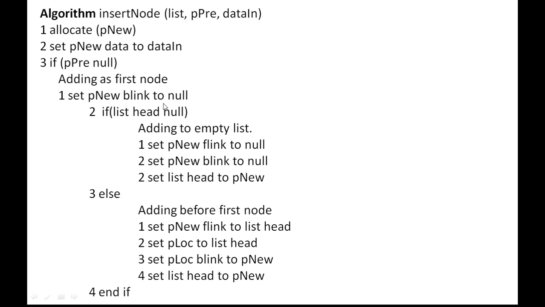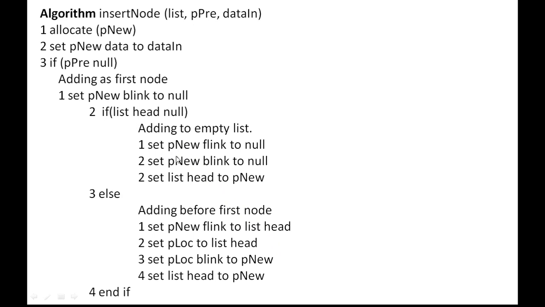But here we have got two possibilities. One is that the new node is going to be the only node in the linked list, which means that previously the list was empty and now we are going to add a node for the first time. Another possibility is that it already contains some nodes and the new node has to be inserted at the beginning as the new first node. So we have to deal with the two conditions separately.